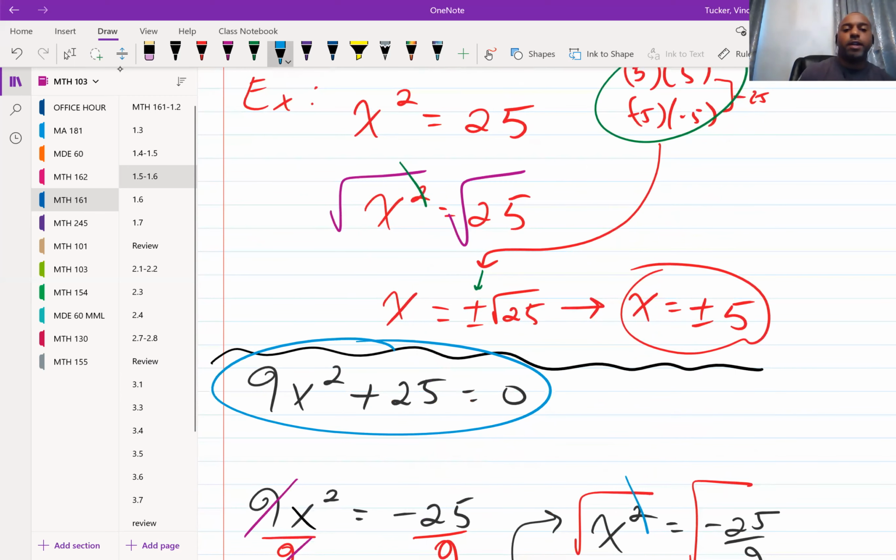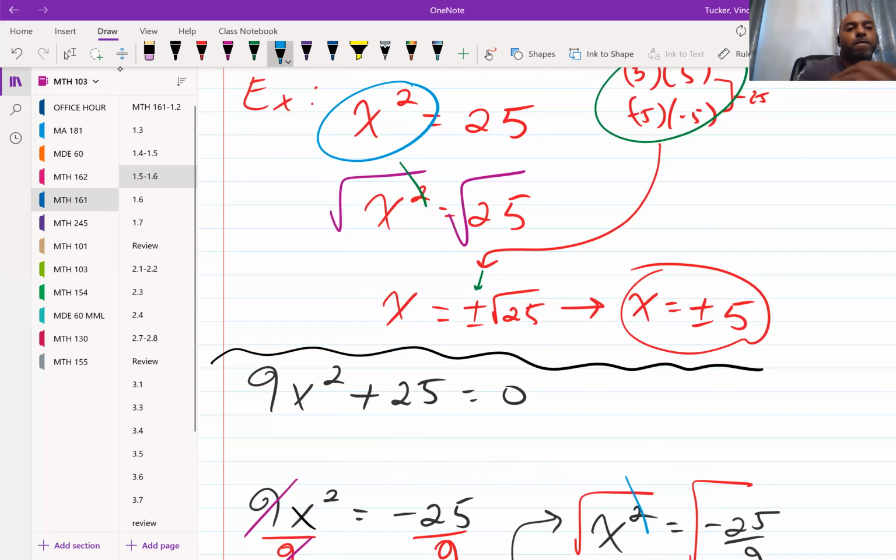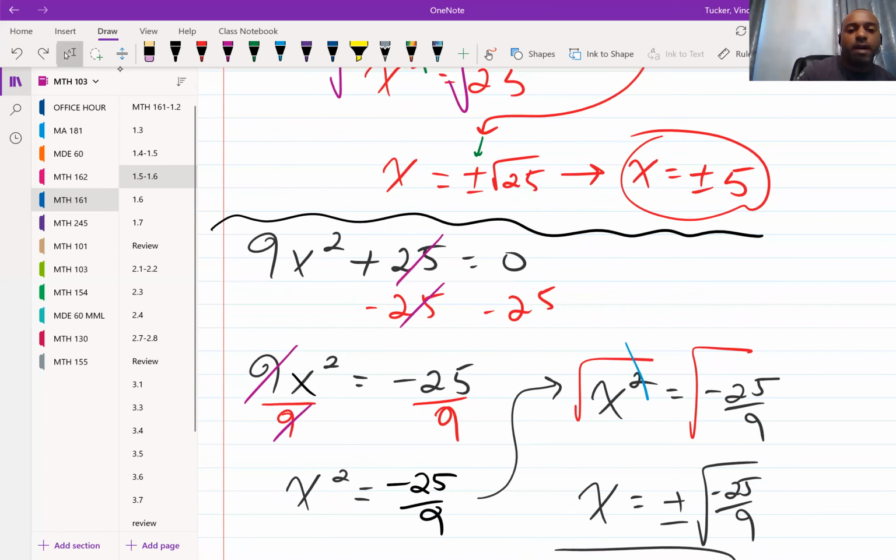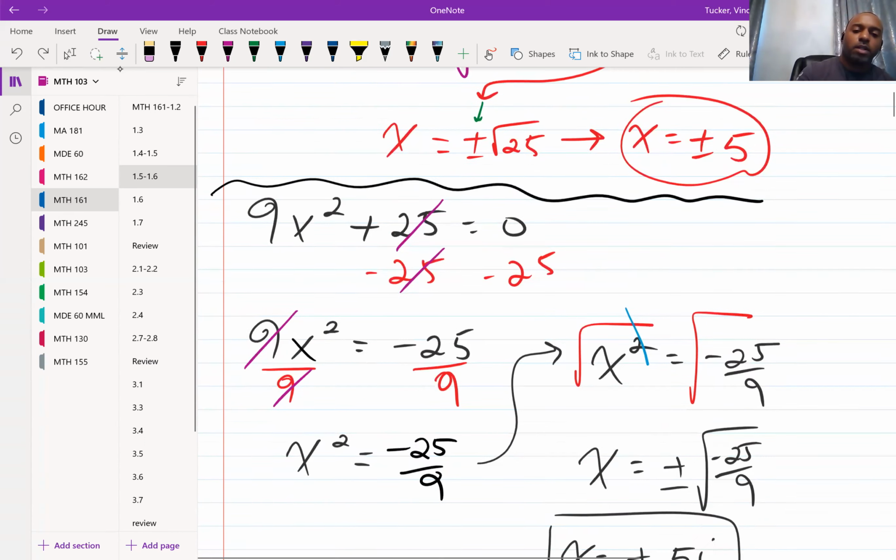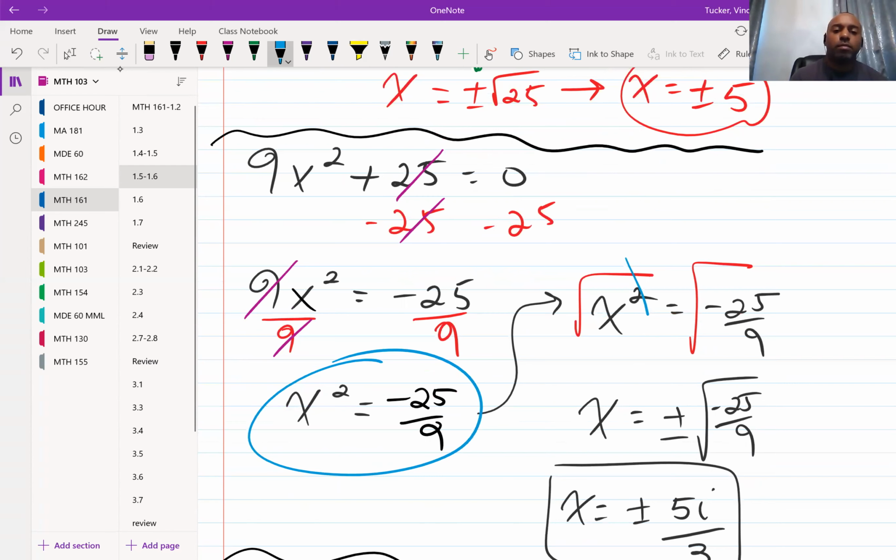All right. So here, our original equation is 9x squared plus 25 equal to 0. So what we want to do is isolate this x squared just like we have here. So I would subtract 25 from both sides. Then divide by 9. Subtracting 25 from both sides gives me 9x squared equal to negative 25. And like I said, divide by 9. And that puts me here. All right, any questions on that part?